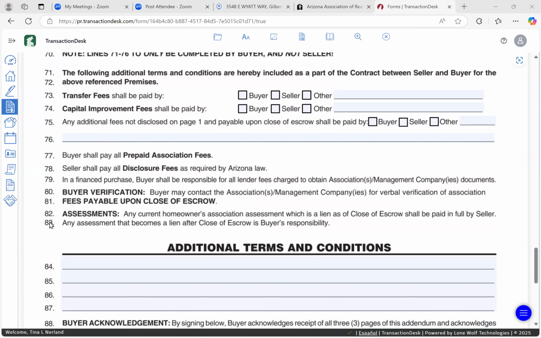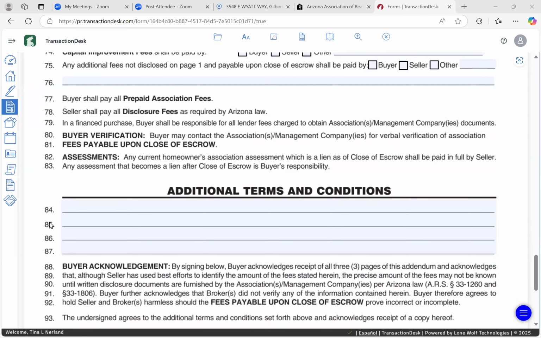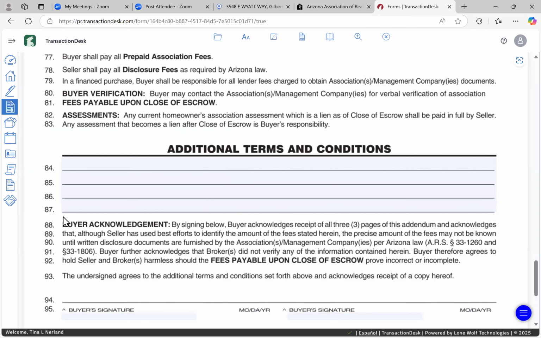Assessments: any current homeowner association assessment, which is a lien as of close of escrow, shall be paid in full by the seller. And any assessment that becomes a lien after close of escrow is the buyer's responsibility. Additional terms and conditions, just if for some reason you need to add something. I've never added anything, so I don't even know what you would add there, but you do have the option.